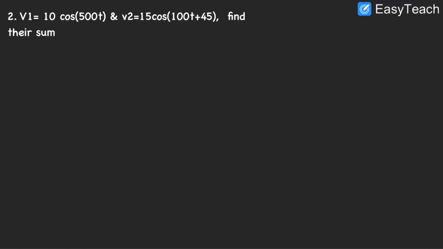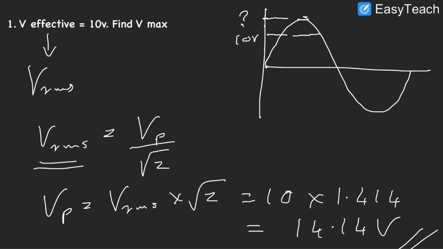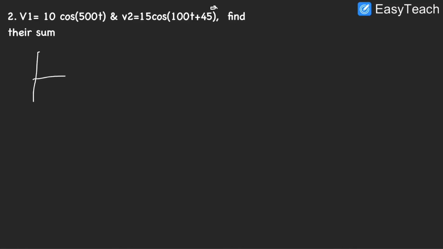Very simple problems. This problem says we have two signals. One signal is 10 cosine 500t and another signal is 15 cosine 100t plus 45 degrees. The 45 degrees, if you remember, is the phase shift. So one signal has a magnitude of 10, and because it's a cosine wave, it starts somewhat like this, and it goes on. It starts exactly at 0. And we have another signal, this one right here.